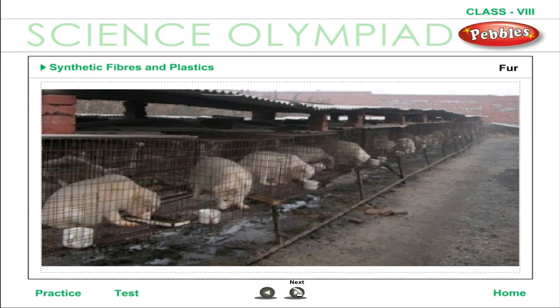Most important sources of fur are the animals found in cold regions where low temperature ensures growth of thick fur.